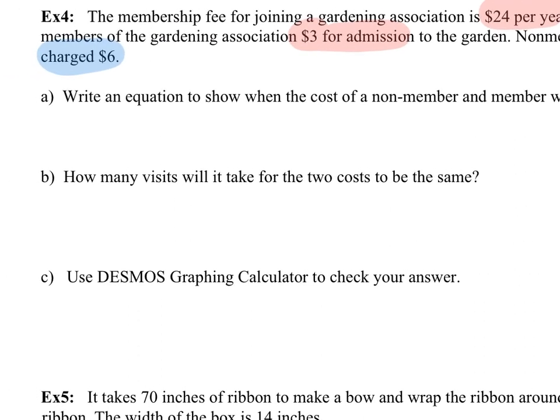So you're going to write this equation, but what you're trying to determine is when the cost for a non-member is going to be equal to the cost for a member. So think about what it would cost for each of those types of people and write an equation to show when they would be equal. Pause the video, press play when you're ready to check your answer.